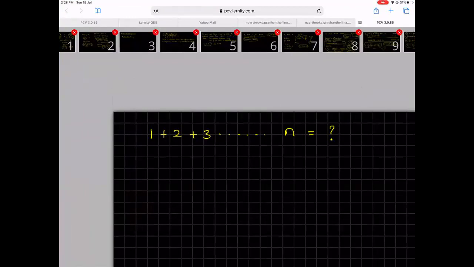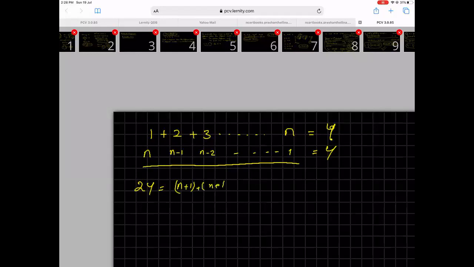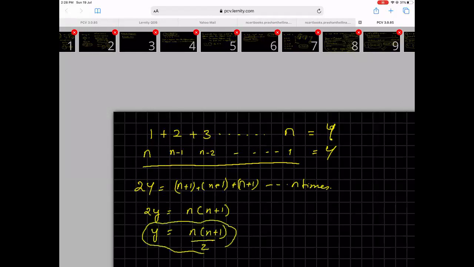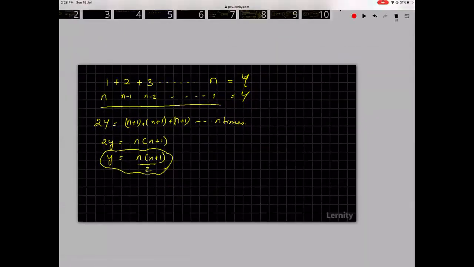So the way we go ahead is put n here, n minus 1 here, n minus 2 here, and n here when I add them. Suppose this is equal to y. This is also equal to y. 2 times y is equal to n plus 1, plus n plus 1, and so on. How many times will it come? n times it will come. So 2 times y is equal to n into n plus 1. So you will get y is equal to n into n plus 1 by 2.